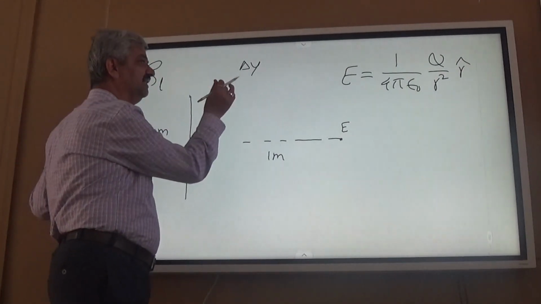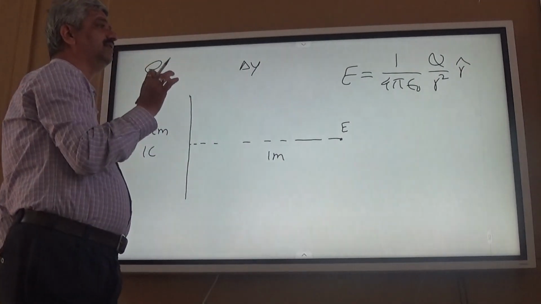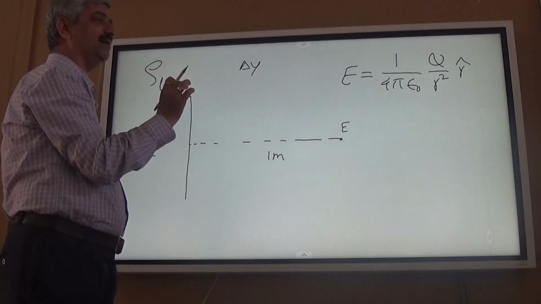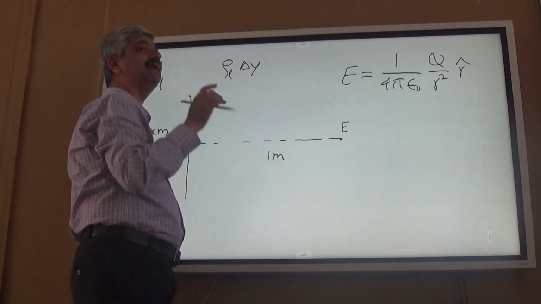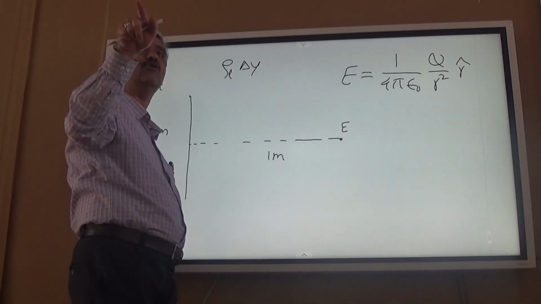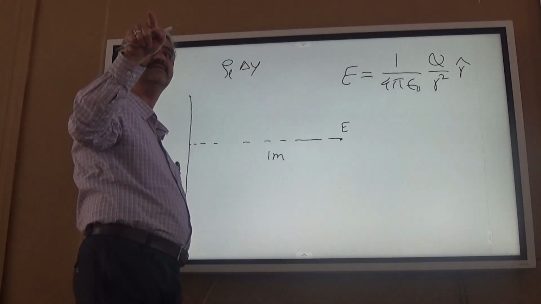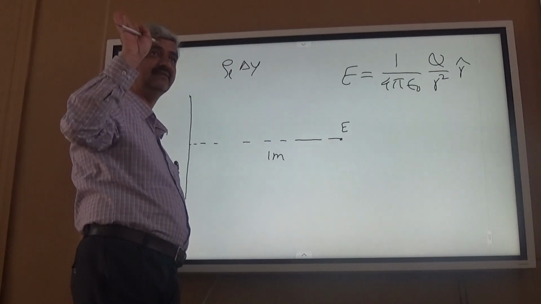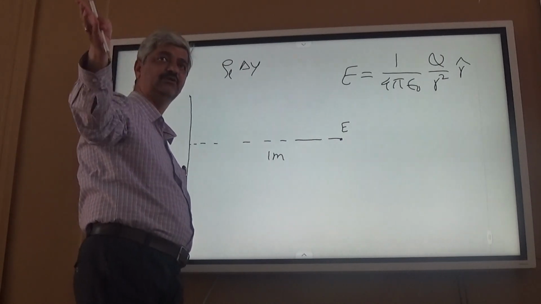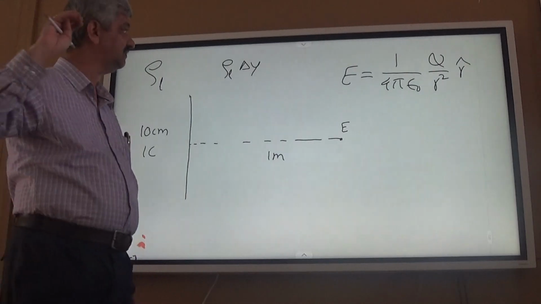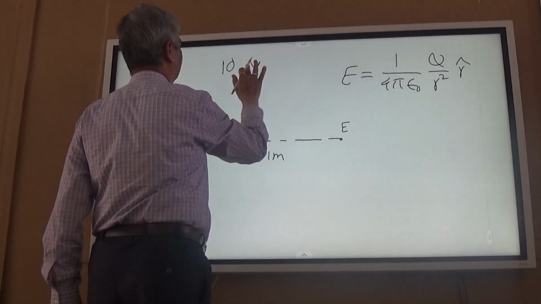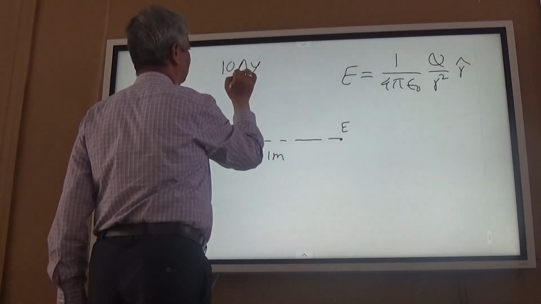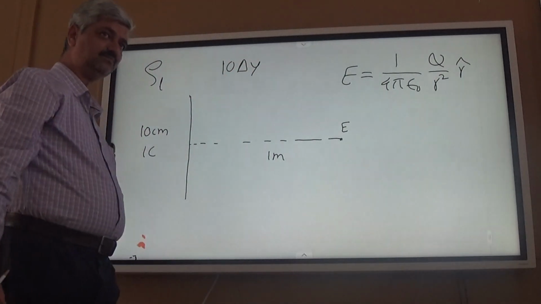So the net charge on a small segment of length delta y will be rho L into delta y, and in this case rho L is how much? In this case rho L is 10 coulombs per meter, in SI units. So the charge will be 10 delta y. Right?